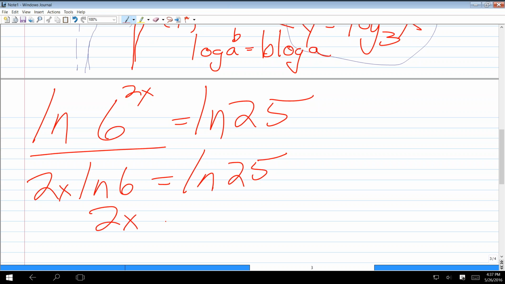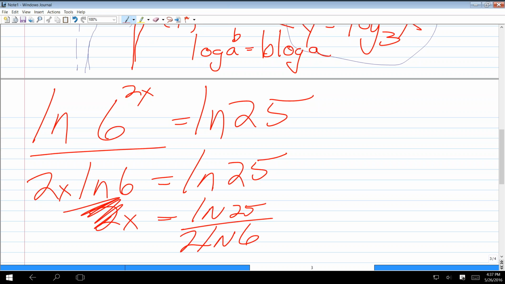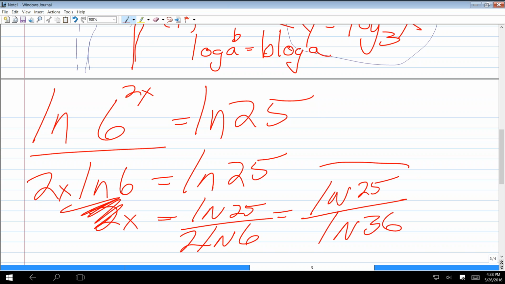In other words, 2x is going to equal the natural log of 25, which is just a number, divided by the natural log of 6. Then I'm going to divide both sides by 2 to get x, and there's what x is. Now, I can change that a little bit even. I can take that 2 and make it an exponent. So that's going to be the natural log of 25 divided by the natural log of 6 squared, which is 36. So that is my answer.